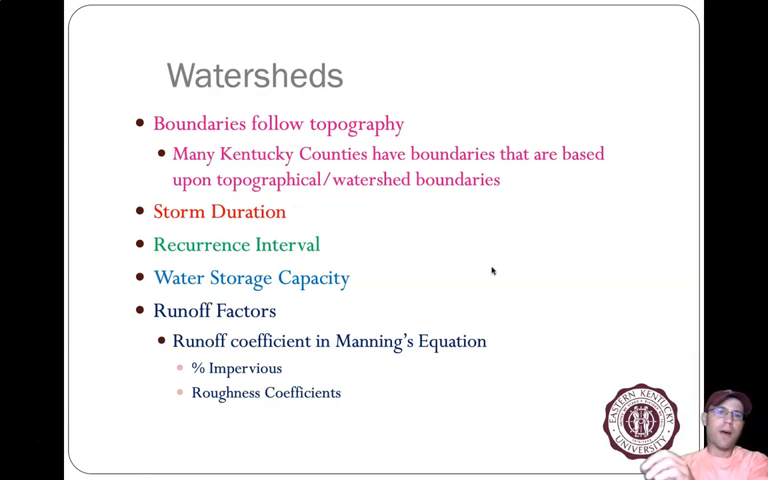So now we're going to talk really quick about watersheds. So what makes something a watershed? So watersheds are usually those high points, and watersheds can be small, they can be big. They're inclusive of a lot of smaller watersheds. Many of our Kentucky counties have boundaries that are based upon like topographical features or watershed boundaries. Like when you cross a bridge, when you cross the Kentucky River from Madison County into Fayette County, you're crossing that bridge, that's the county boundary. The Kentucky River is the county boundary.